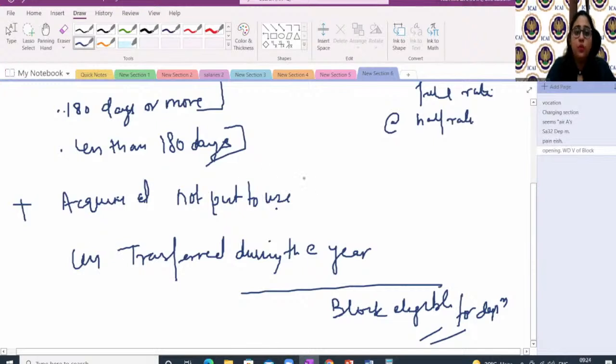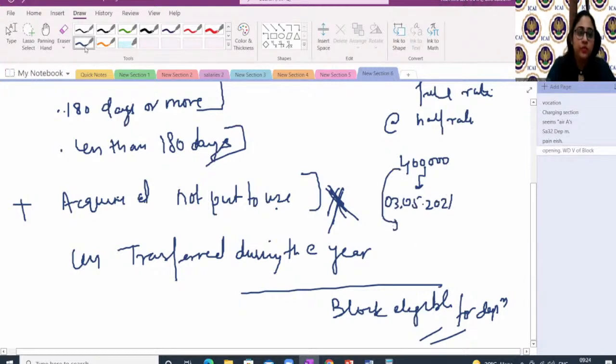If it is not acquired at all, or not put to use at all, no depreciation would be allowed. So if there is an addition of plant and machinery of 4 lakhs and it was put to use on 3rd May 2021, then what would be the depreciation? 4 lakh ka 15% would be the depreciation, 60,000.